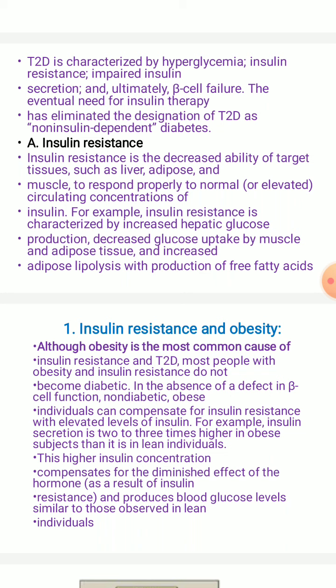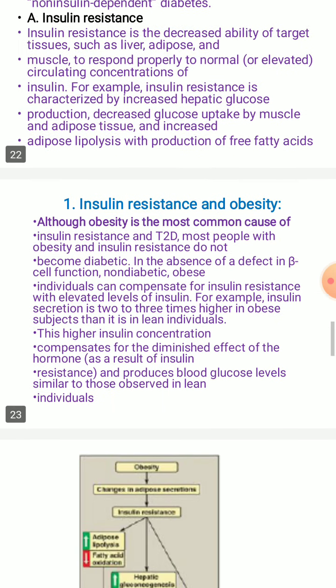So we can see, with respect to this comparison, that we can compensate for the diminished effect of this hormone, insulin, in insulin resistance, producing a blood glucose level similar to that observed in lean individuals.